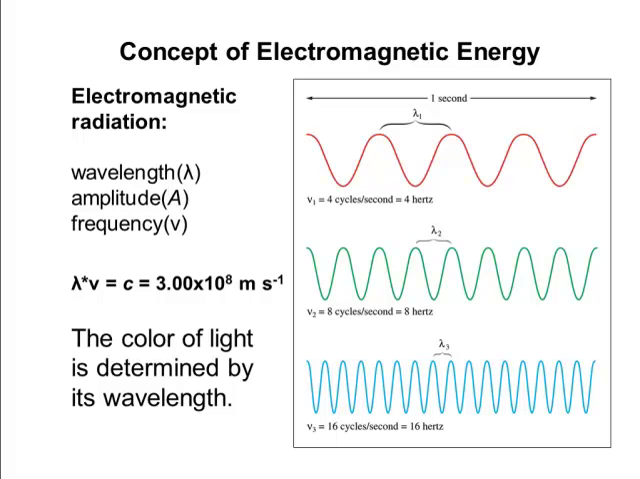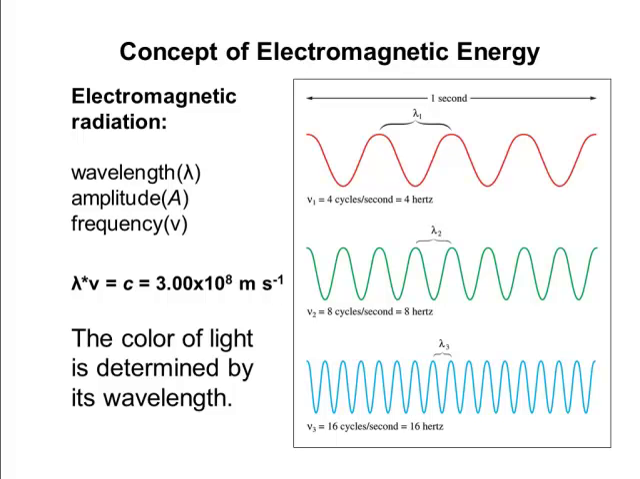Now also listed on here are the frequencies. All right, so you notice as the wavelengths get shorter, what happens to the frequencies? The frequencies get higher. So as we go to shorter wavelengths, we go to higher frequencies. Okay, they're inversely proportional to each other.